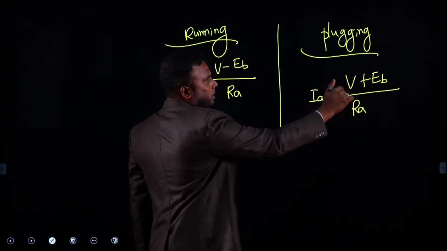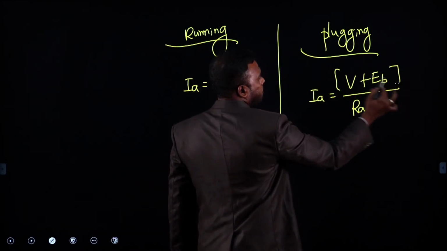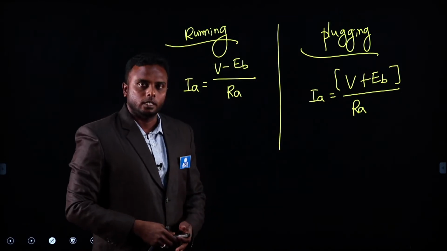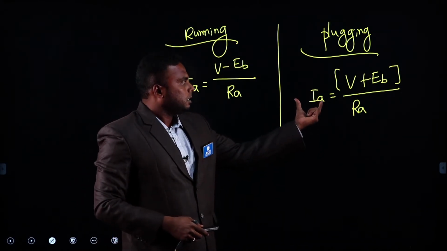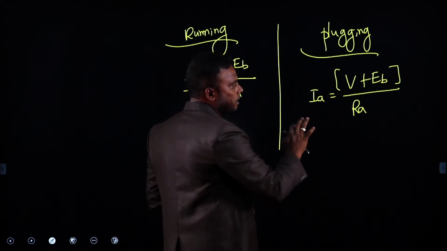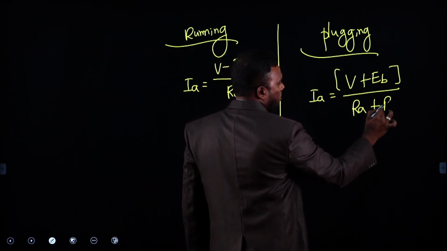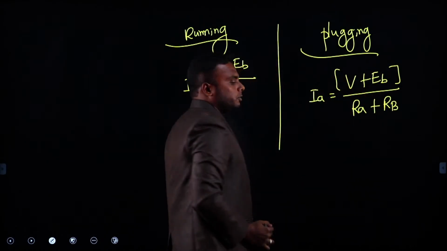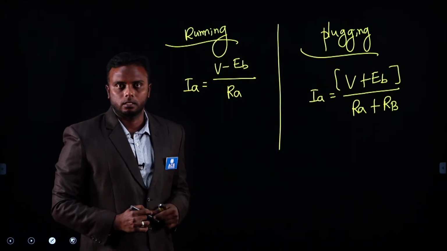Is the current very high or not? Because here we have some voltages. Due to this reason, if the current is very high, it will damage the winding again. To limit that high current, we add a resistor in series with the armature, called the braking resistor.